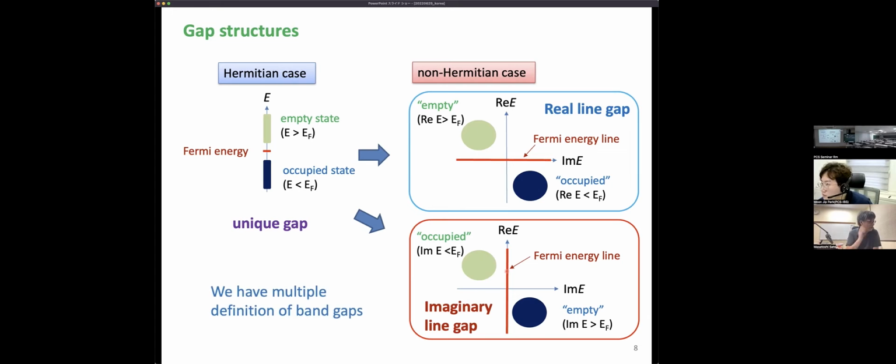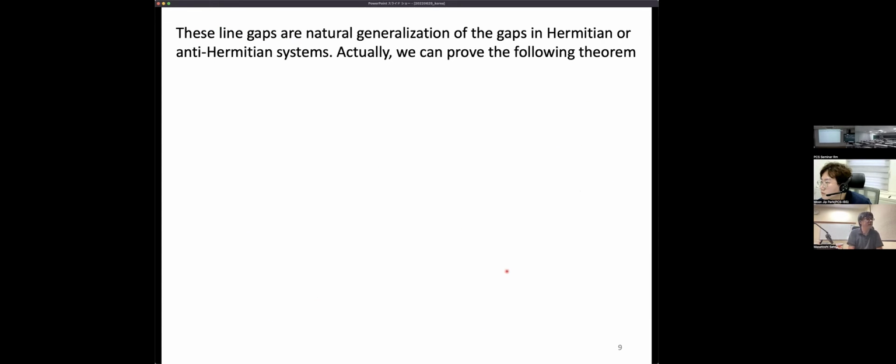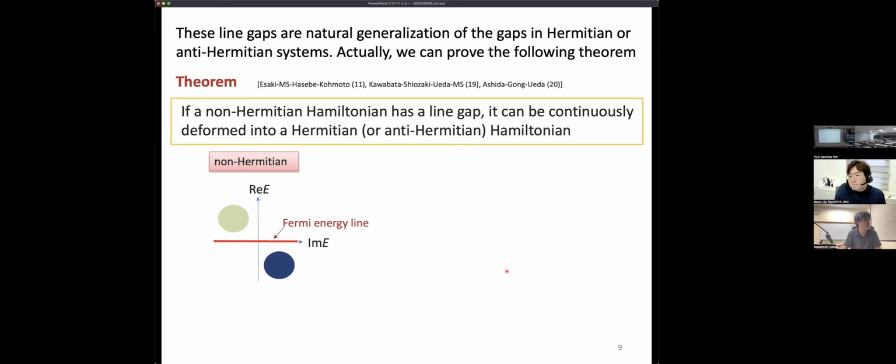So anyway, in general, we have multiple definitions of band gaps. Interestingly, these line gaps are a natural generalization of the gaps in Hermitian or anti-Hermitian systems. And actually, we can prove the following theorem. If a non-Hermitian Hamiltonian has a line gap, then it can be continuously deformed into a Hermitian Hamiltonian. To obtain a rigorous proof of this theorem, we need to use the projection operator.